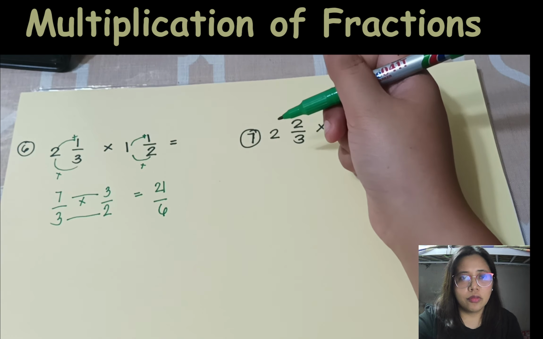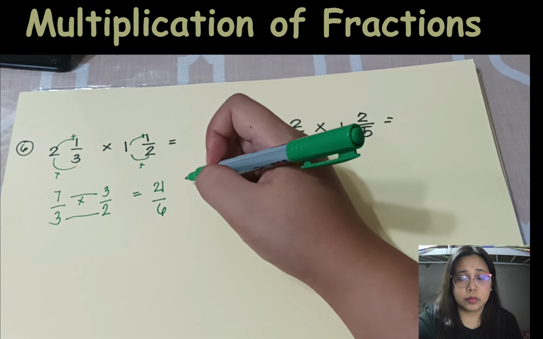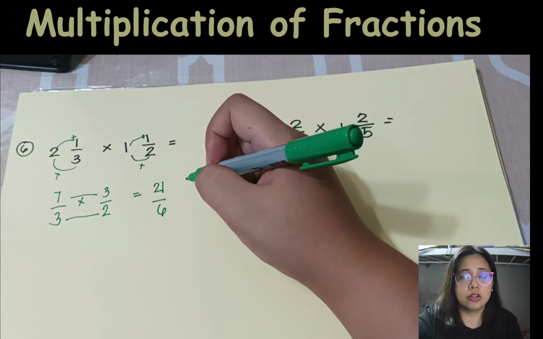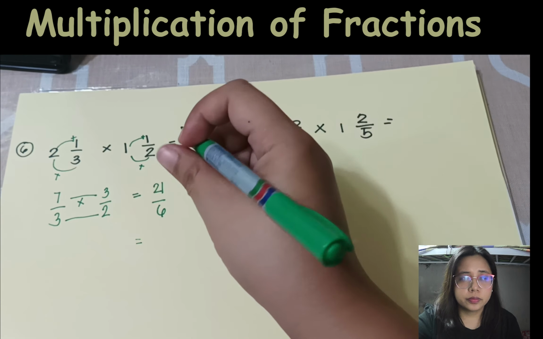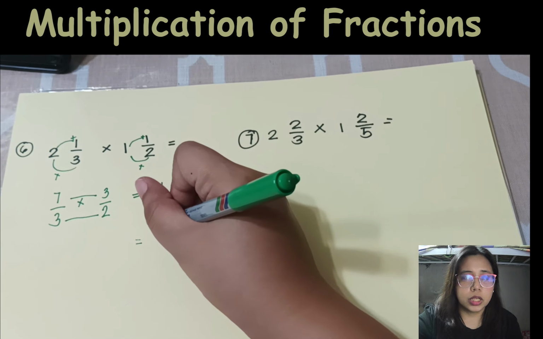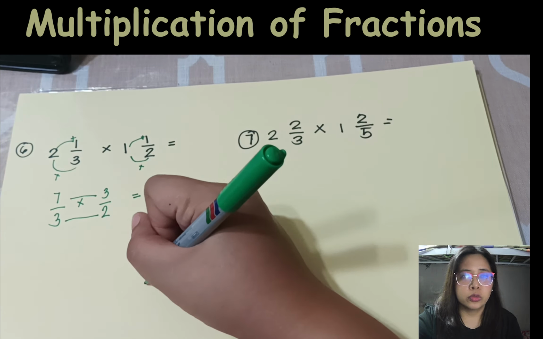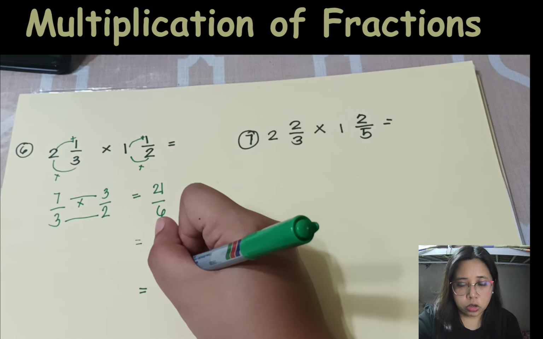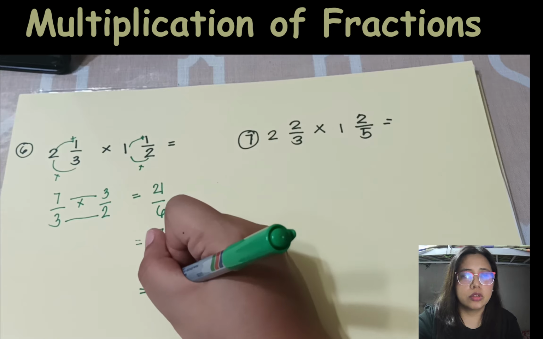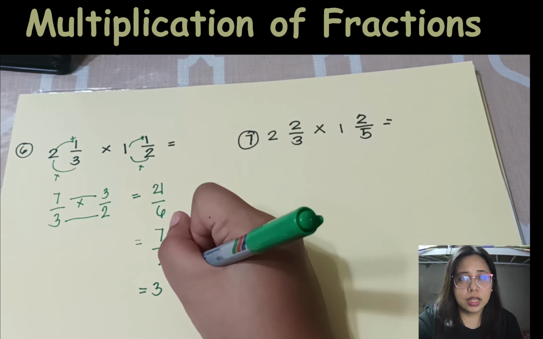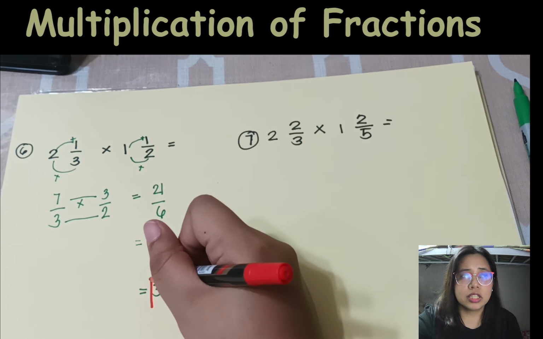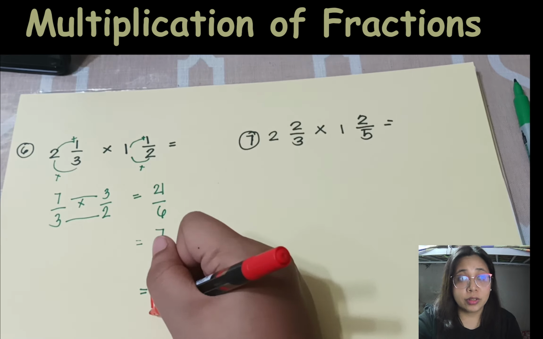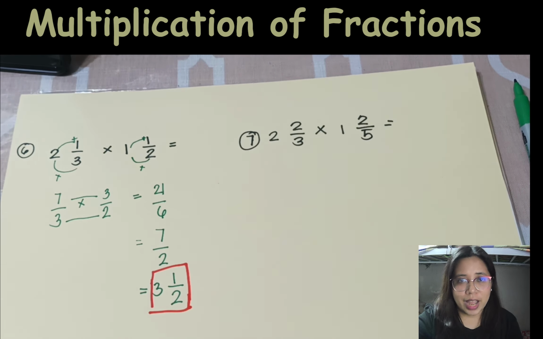And then, ko-convert natin yun sa kanyang lowest terms. Okay. So 21 over 6 is also, okay, 7 over 2. Meron pa ulit yung lowest form. Okay, so we get 3 and 1 half. Okay, so ang final answer natin, 2 and 1/3 times 1 and 1 half is equal to 3 and 1 half.